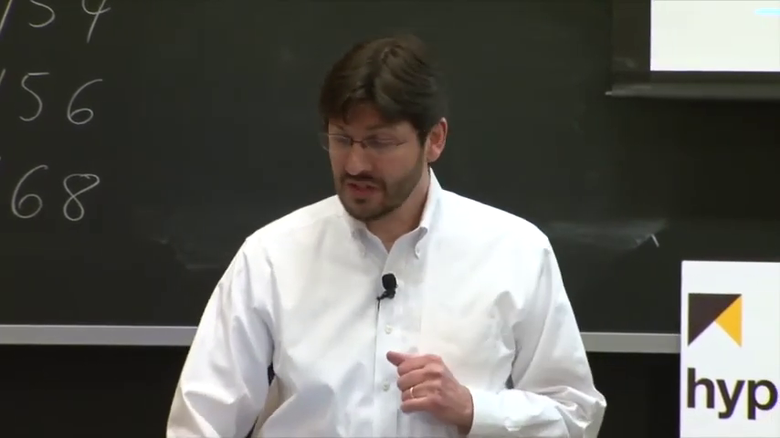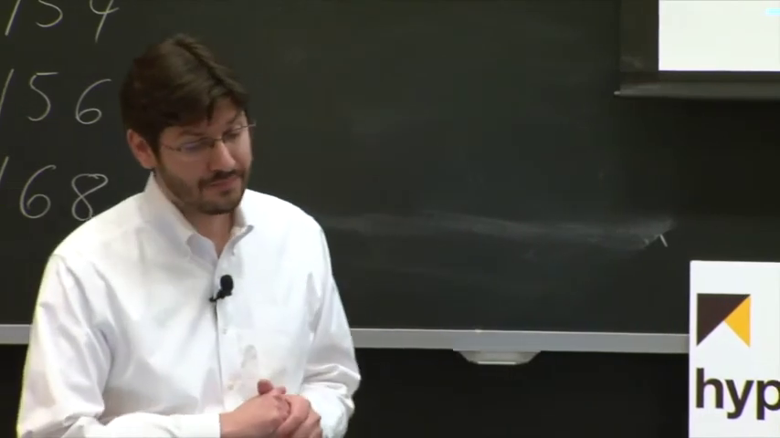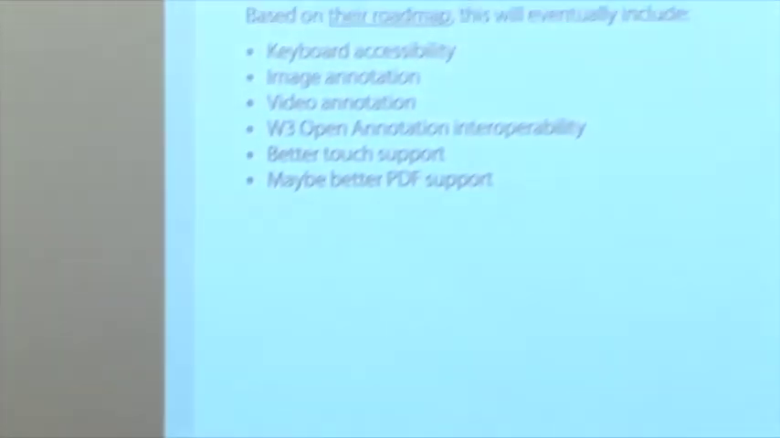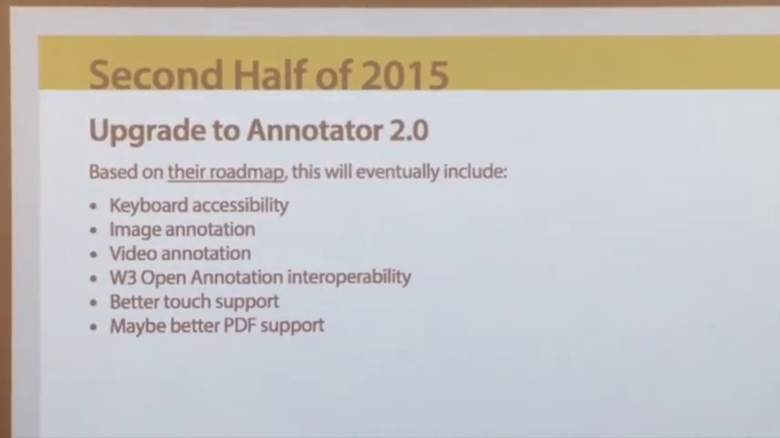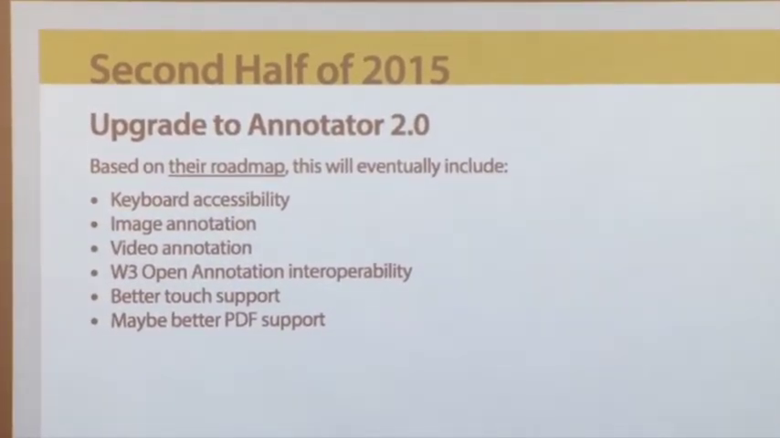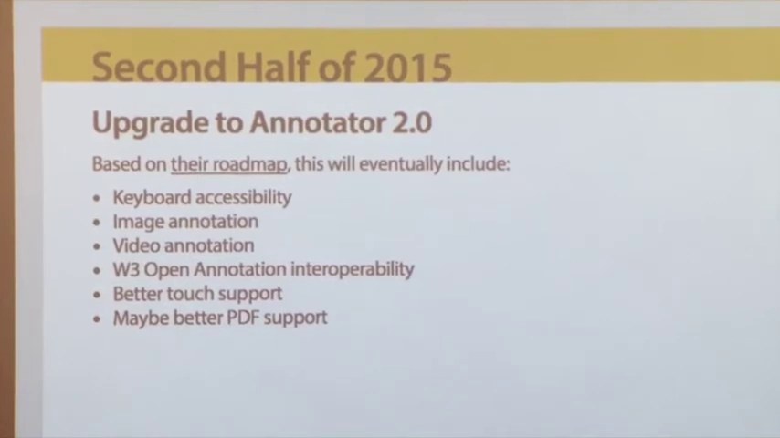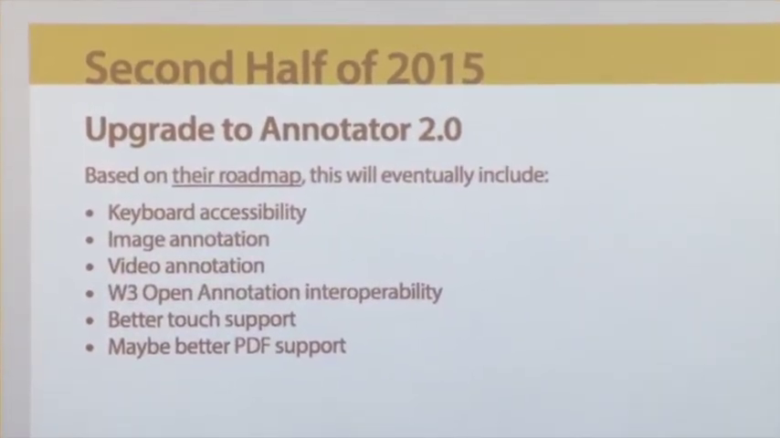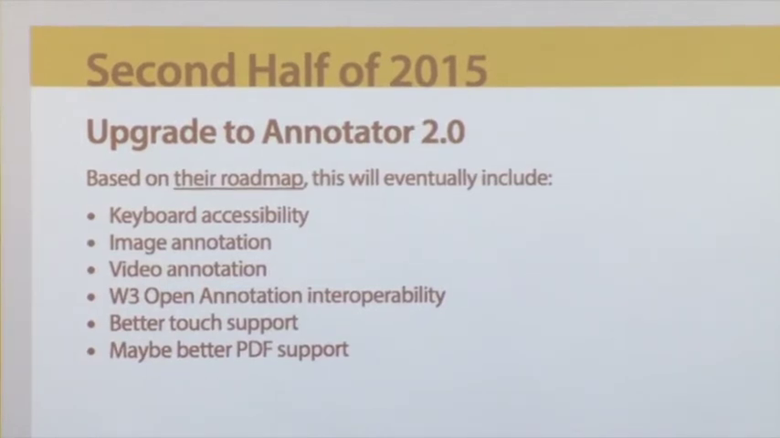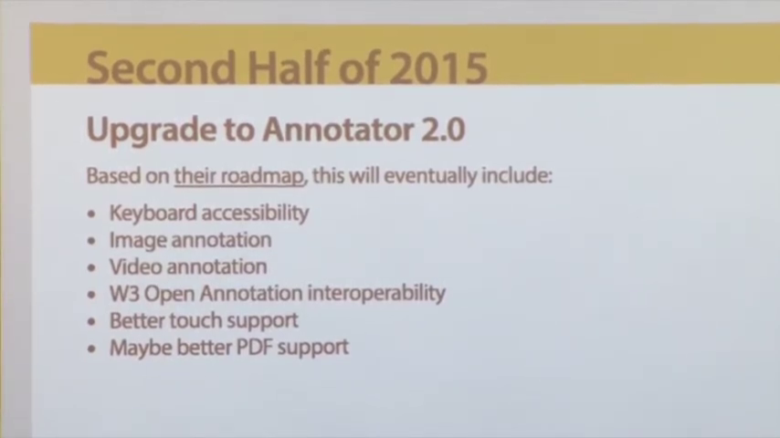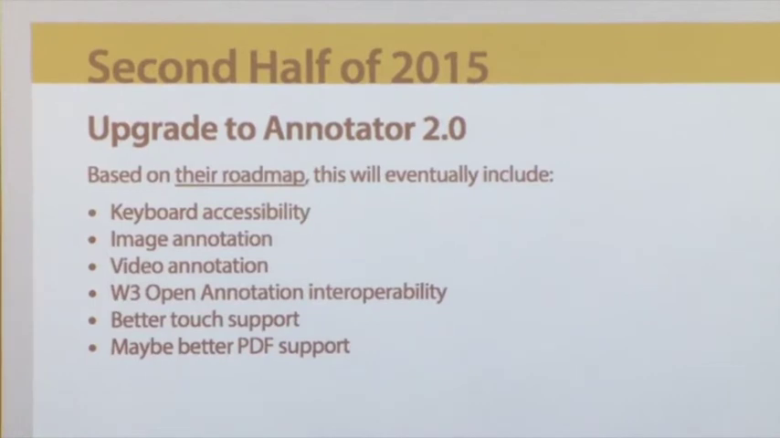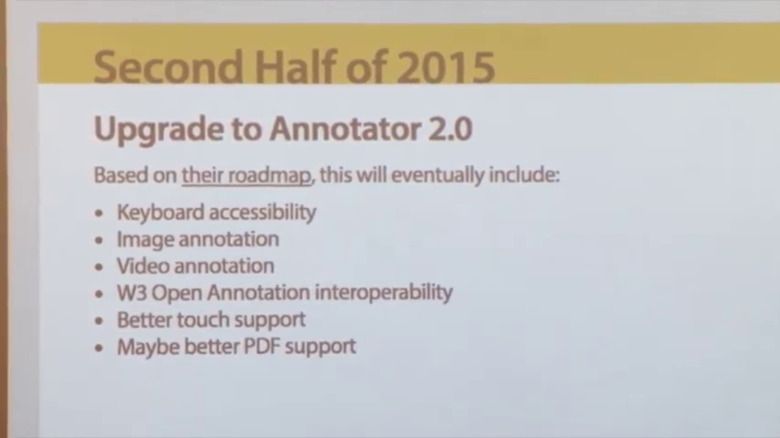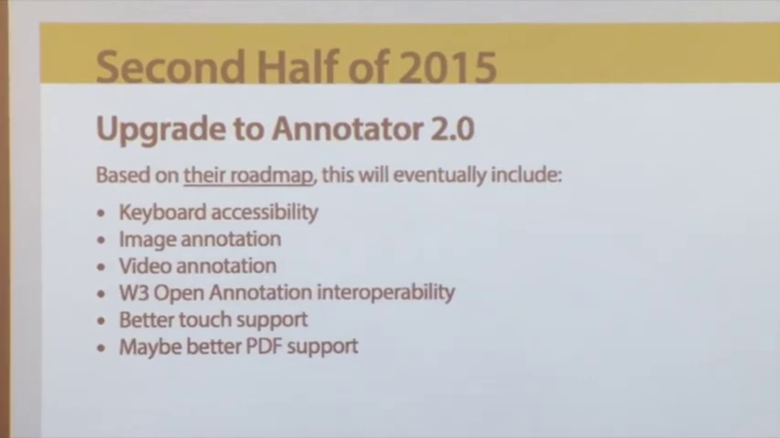Okay, so very quickly, because I'm sure I'm already over time here, I'll talk briefly about the second half of the year. We're going to be upgrading to Annotator 2.0. Annotator is the engine that provides the interface that allows you to do the editing. 2.0 is already in beta, and there are a lot of very exciting features coming along with that, including better keyboard accessibility, which is important for users who don't see or don't see well. Image annotation and video annotation are in some part of their roadmap. Sooner or later, we'll see when that comes.